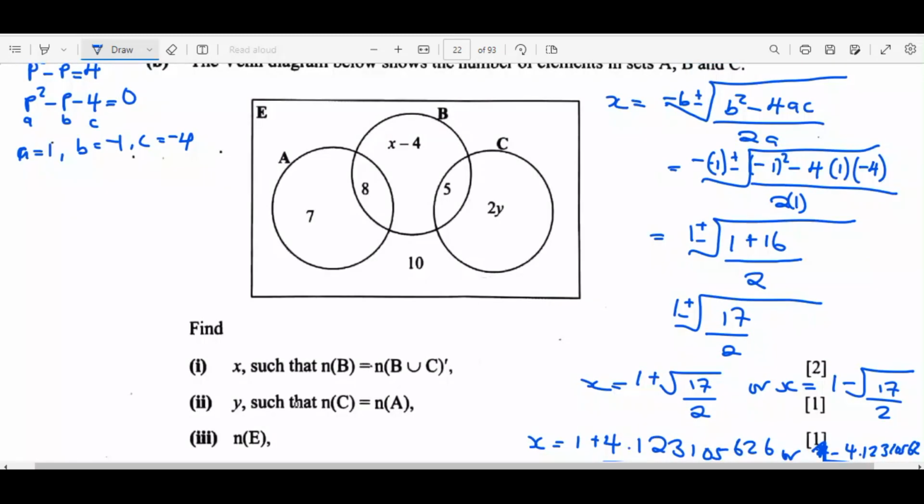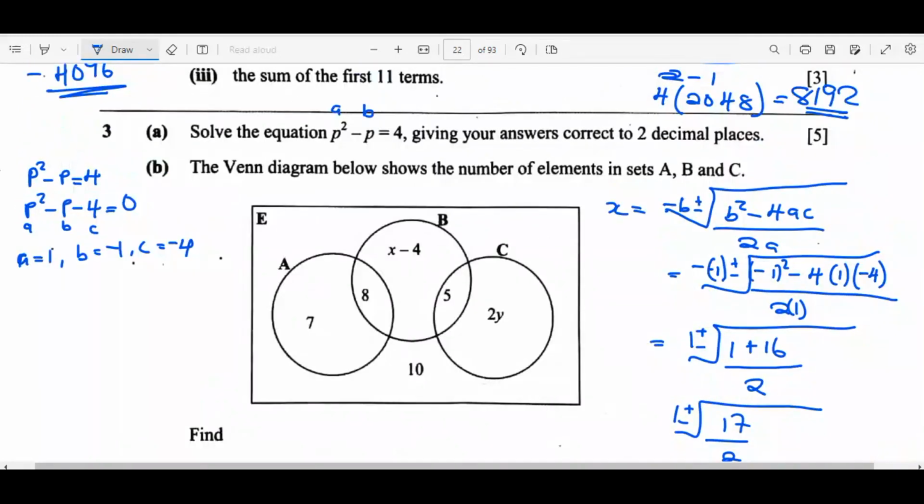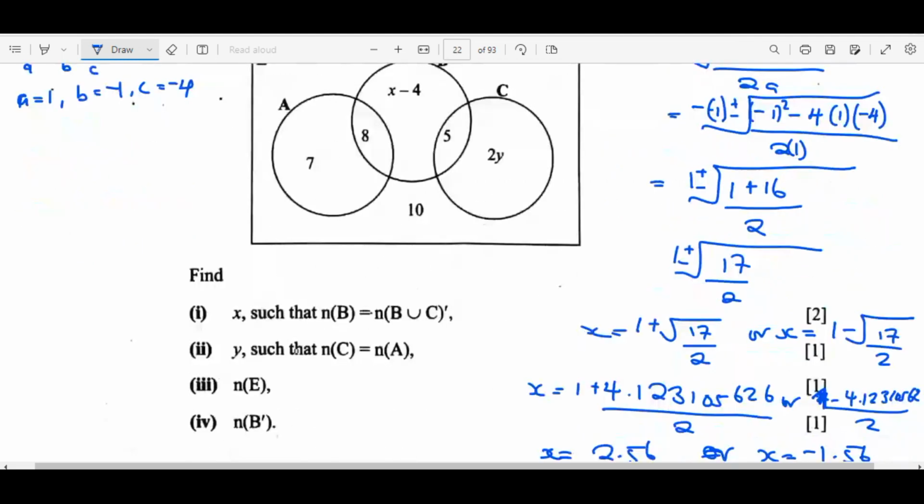So we can move on. And then B: the Venn diagram below shows the number of elements in the sets A, B, and C. So we have that. And then they've asked us to find x such that n(B) is equal to n(B union C complement). When they say complement, it means excluding or not including. So that is what they mean when they say complement. So we want to find the value of x.